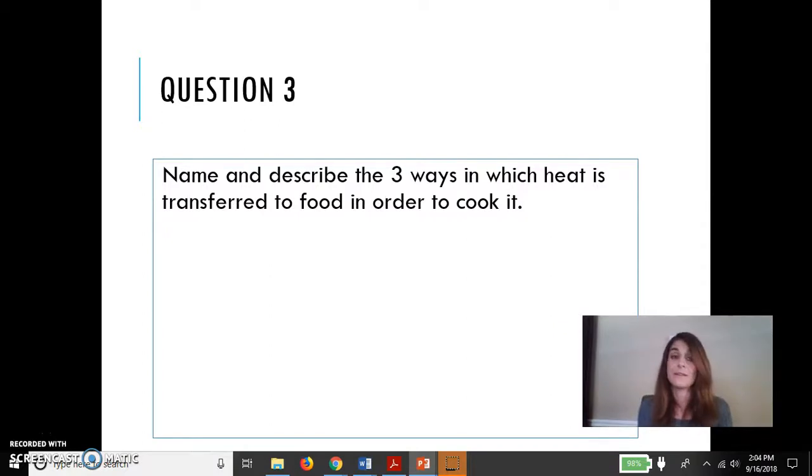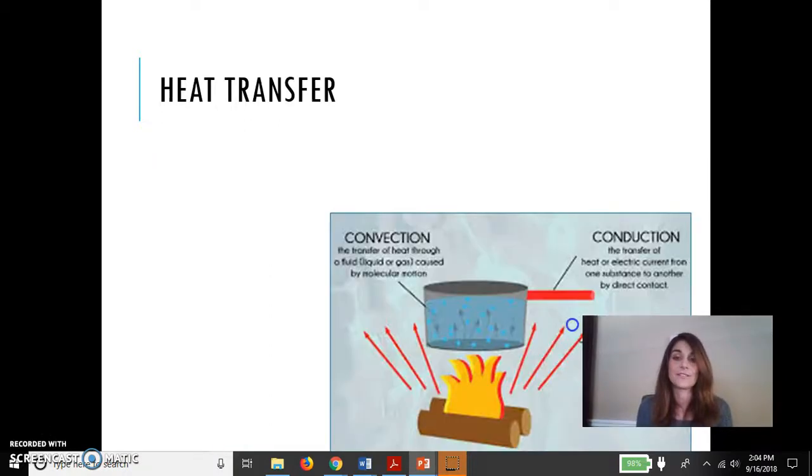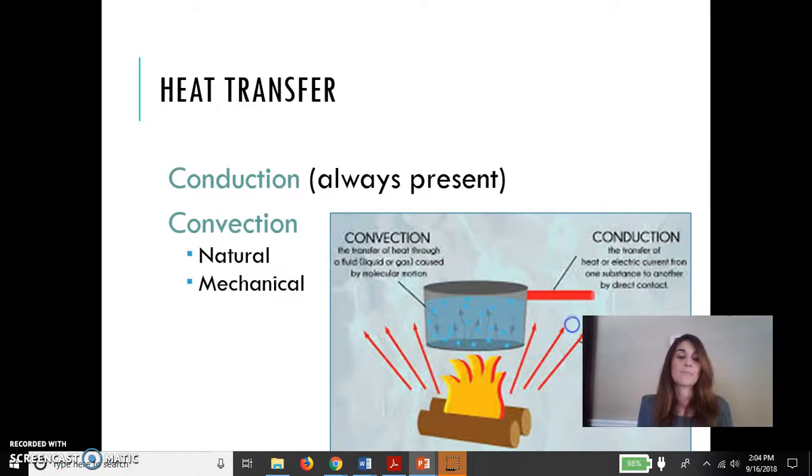Now let's talk about the three ways in which heat is transferred. We have three different ways, one of which is always present, in which we can actually conduct heat. So, conduction, that's always present. It basically is a transfer between two surfaces, whether it's from a pan to an actual product, where two surfaces are the ones exchanging the heat.